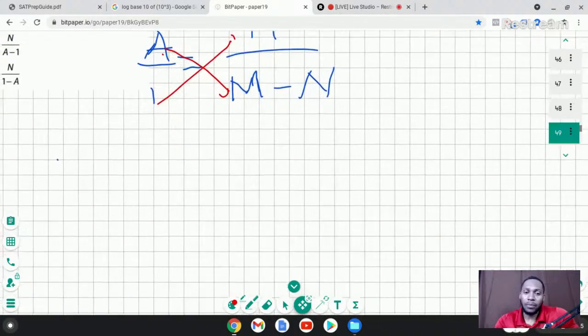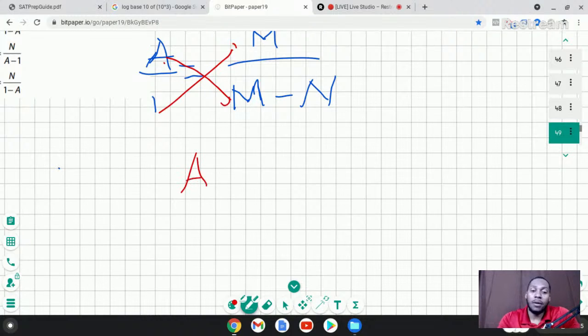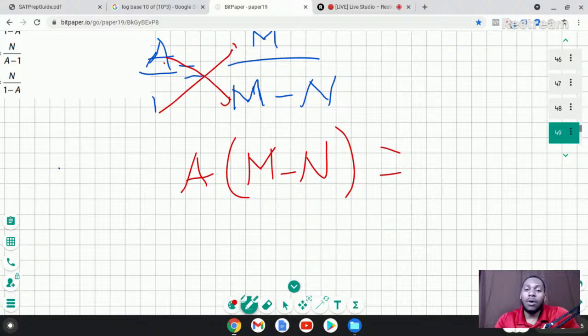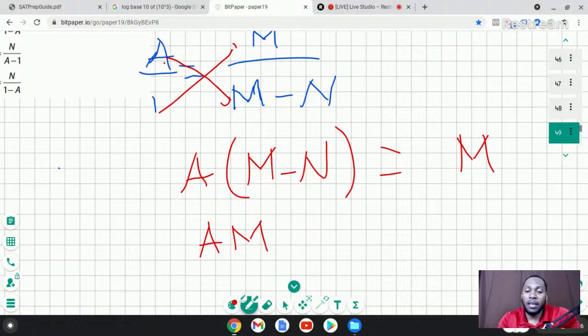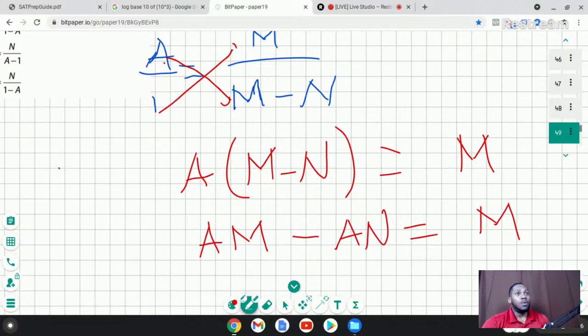So a times m minus n is equal to 1 times m, which is m. Now, what else can we do? We can distribute: am minus an is equal to m. What are we looking for? We're looking for m. So what I want to do is isolate everything that has m, put it on one side of the equality, and everything that doesn't have m, I'll put on the other side of the equality.